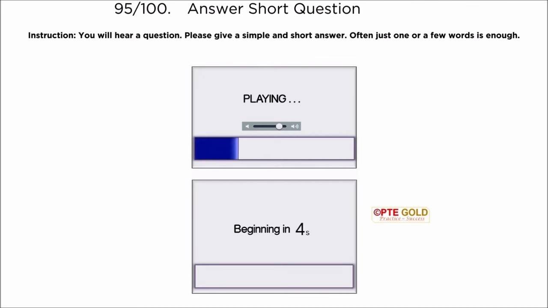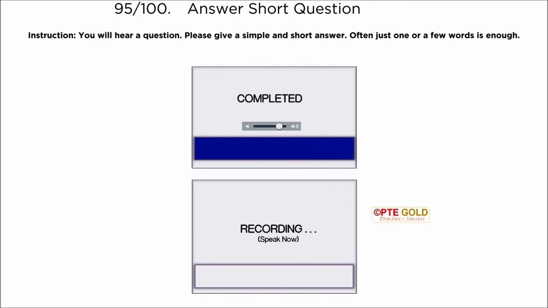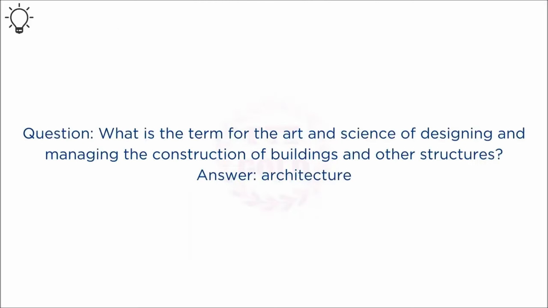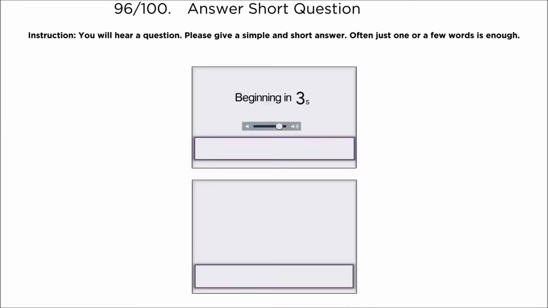What is the term for the art and science of designing and managing the construction of buildings and other structures? Architecture.